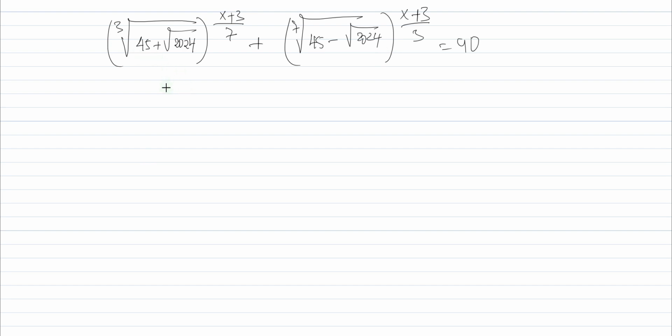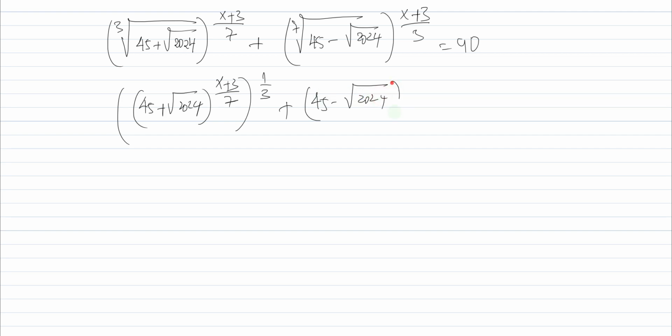So we are going to solve it, and to start, you see we have a cube root here and we have a seventh root here, right? So let's work on this first. We're going to have 45 plus square root of 24 to the power x plus 3 divided by 7. I'm taking this root out, this is going to be 1 over 3, plus 45 minus square root of 24 to the power x plus 3 divided by 3, and I'm taking this all to the power 1 over 7 because this is the seventh root.